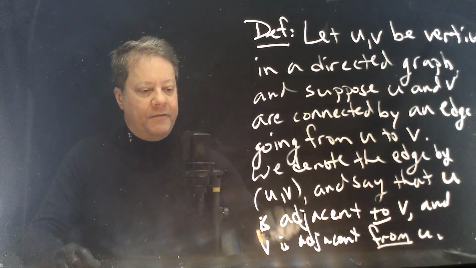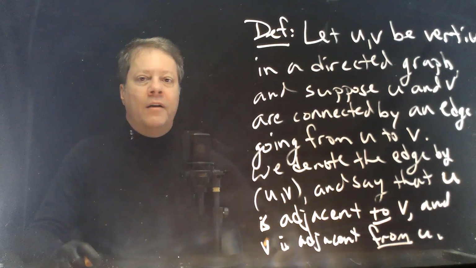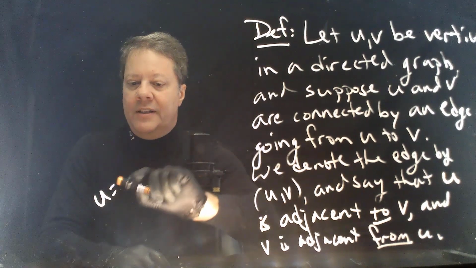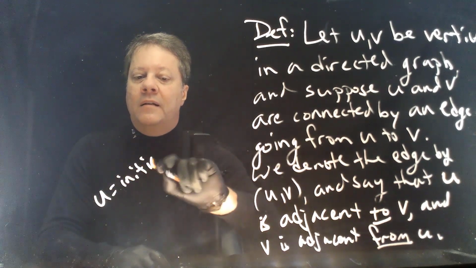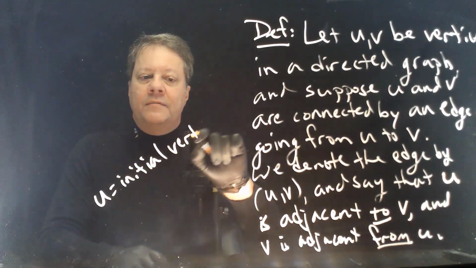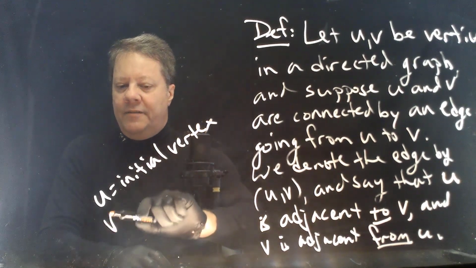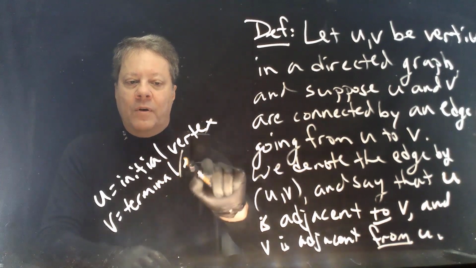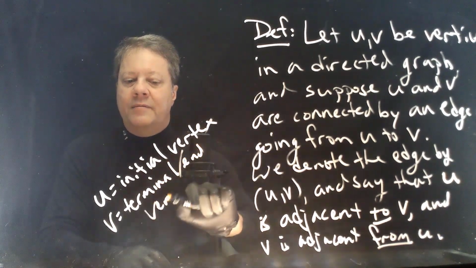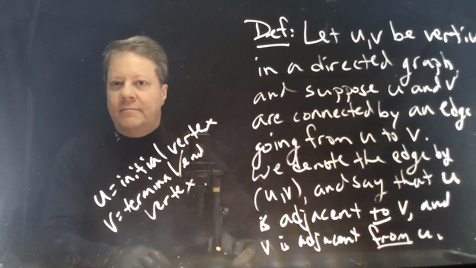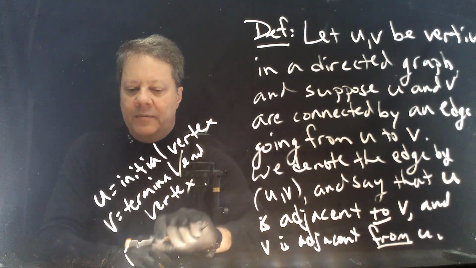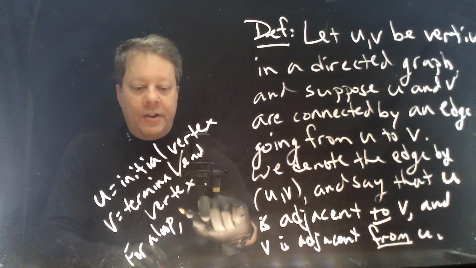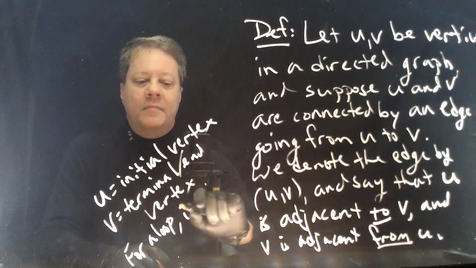And if it's v first, you just say v is adjacent from u. Here we're saying that u is the initial vertex, and v is the terminal or end vertex. For a loop, the initial and terminal vertices are the same.